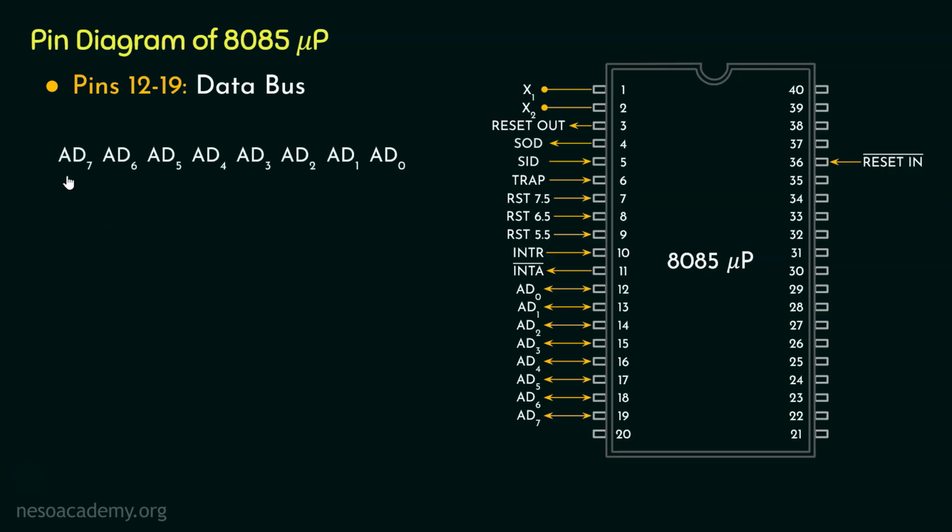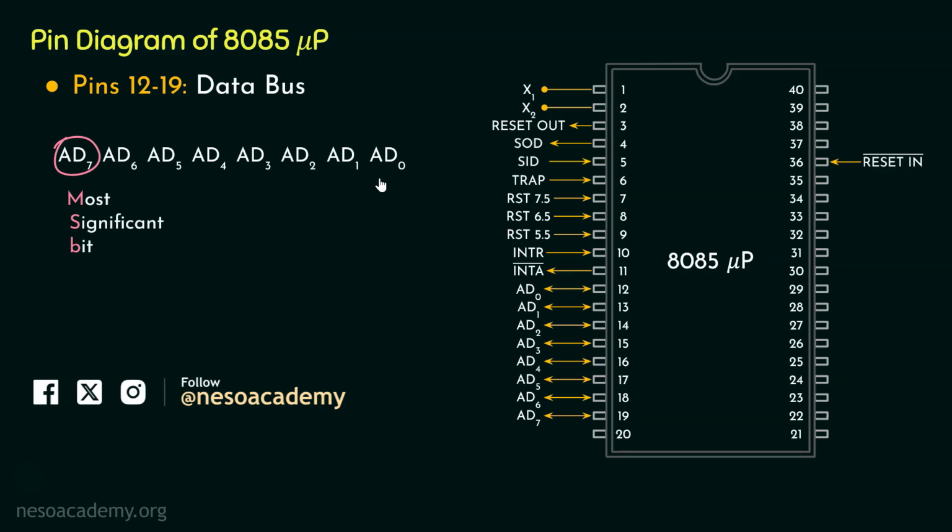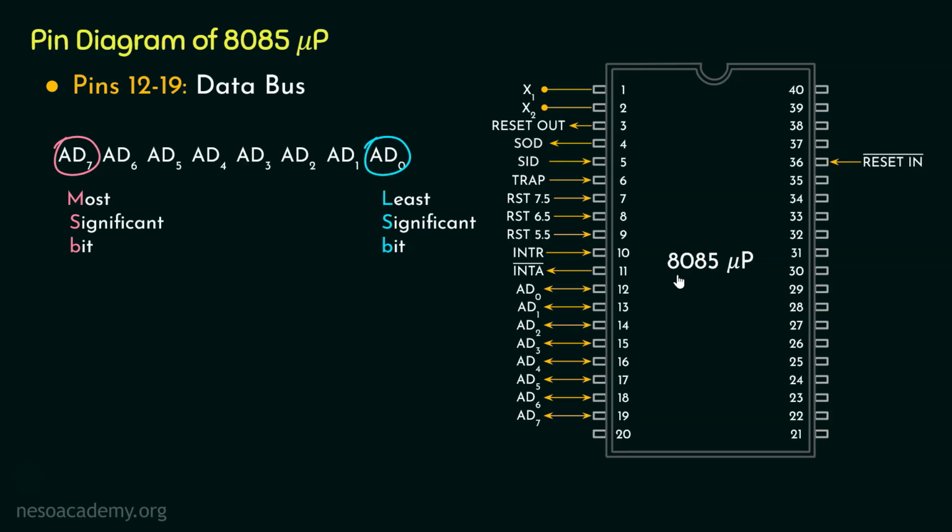That is, the pin AD7, when the data is sent, it holds the MSB, that is, the most significant bit of the data. Whereas the pin AD0 holds the LSB, that is, the least significant bit of the data. Try to understand this. When an 8-bit data is transferred to or from the 8085 microprocessor, pin number 12 will be sending the least significant bit, whereas the pin number 19 will be sending the most significant bit. So if we talk about the orientation of the data which is either being received or sent, the MSB is at pin number 19 and the LSB is at pin number 12.